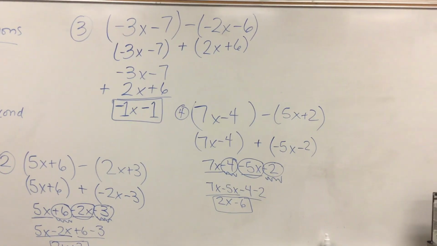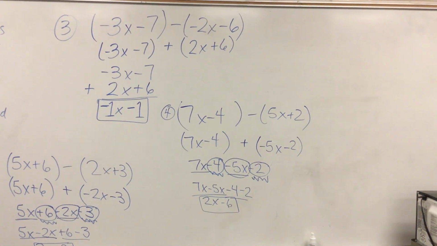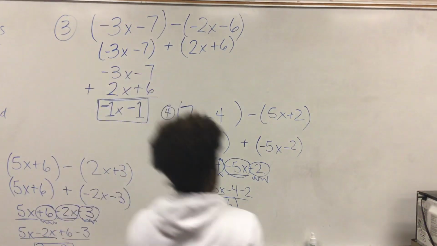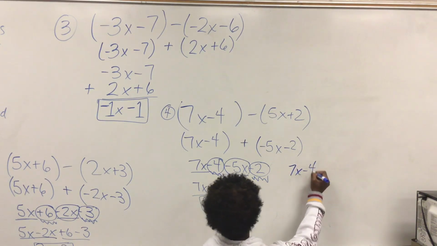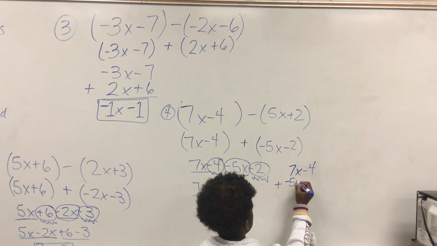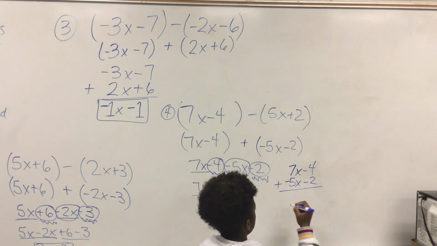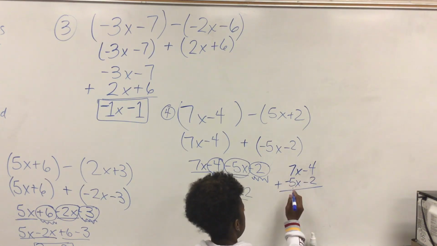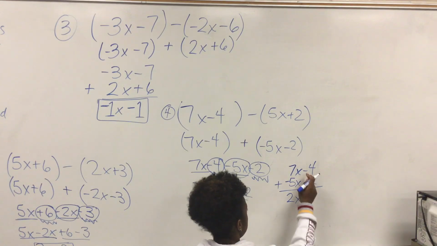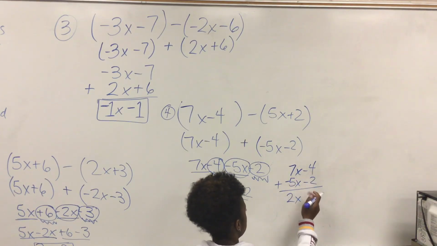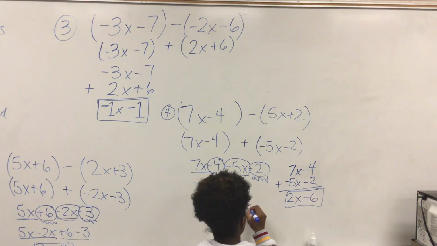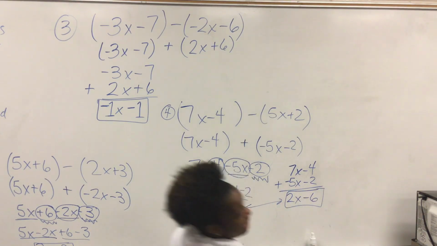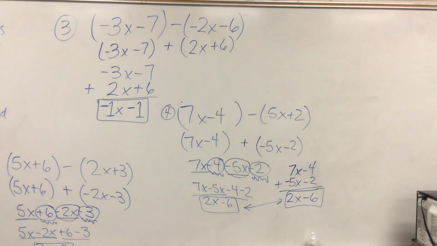So let's say I wanted to stack them. Stack them real quick. Got 7x minus 4 plus negative 5x minus 2. 7x minus 5x is 2x. Negative 4 plus negative 2 is negative 6. And of course, we got the same answer for both.